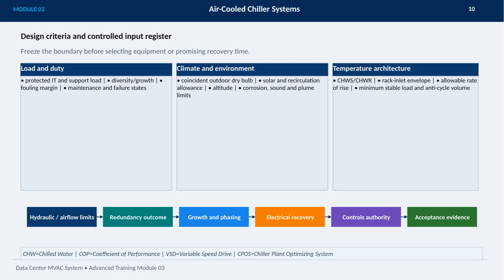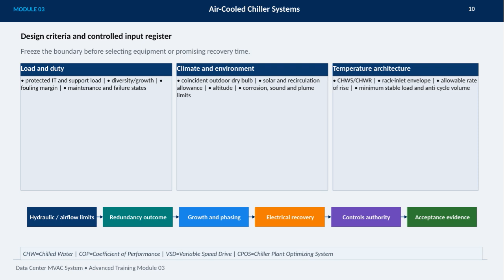In Module 03, we dive into air-cooled chiller systems and their application within data center MVAC setups. A critical first step is to freeze the boundary conditions before selecting equipment or committing to a recovery time. This means clearly defining the design criteria and controlled input parameters. We need to understand the load and duty aspects, which include the protected IT and support loads, allowances for diversity and future growth, fouling margins, and scenarios for maintenance and potential failures.